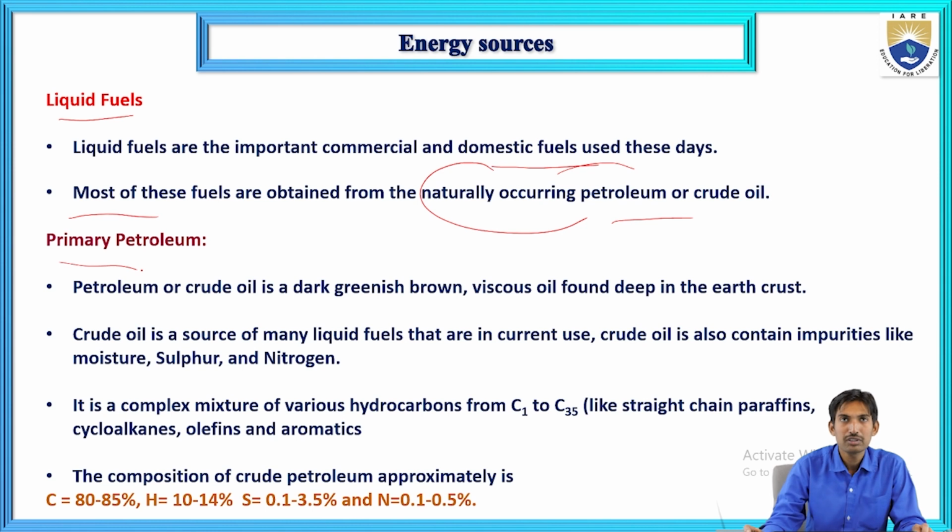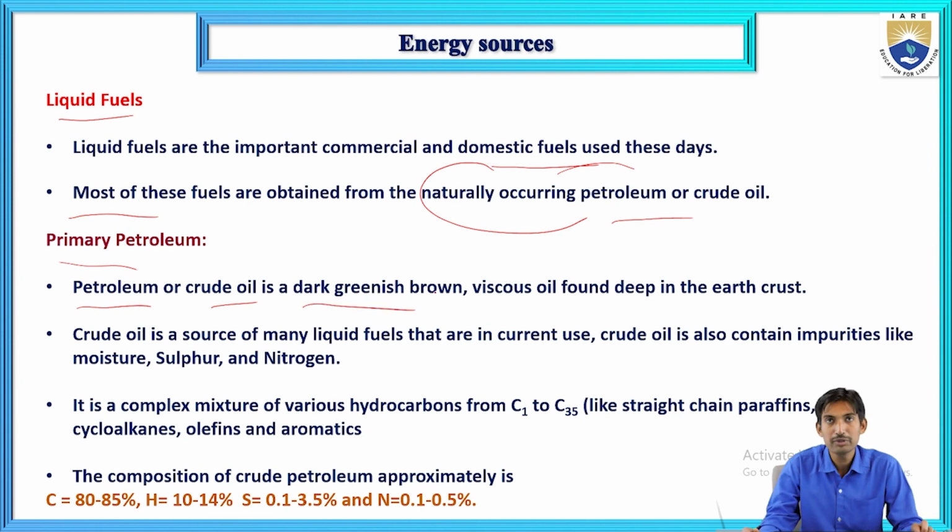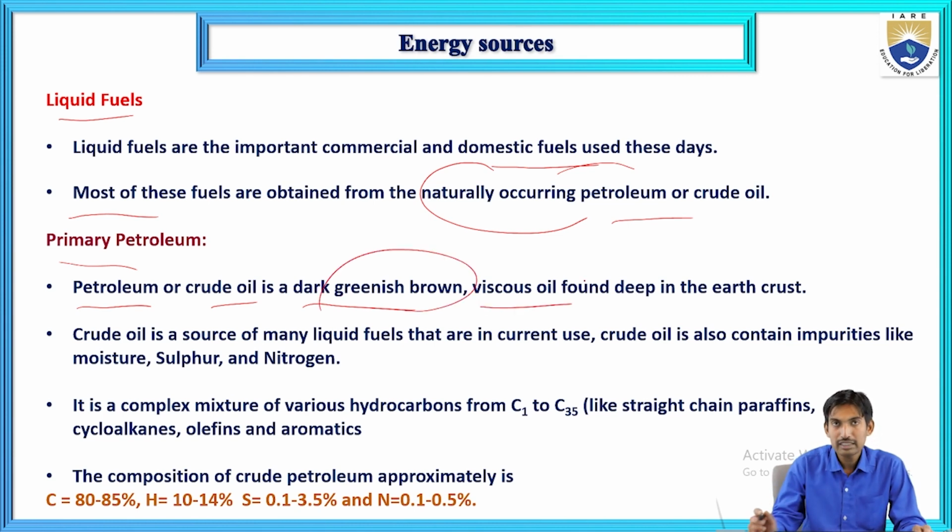The primary petroleum. What is primary petroleum? The petroleum, or crude oil, is dark greenish brown in color. It is a viscous oil. The viscosity of the petroleum is high, and it is found deep in the earth's crust.